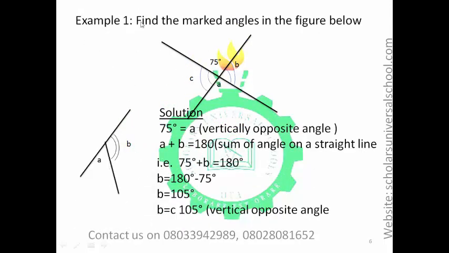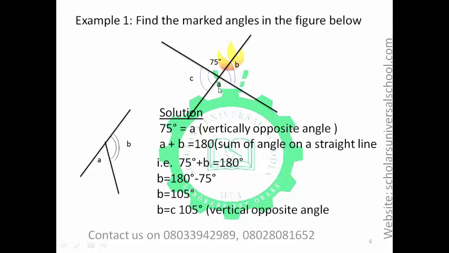Let's see this example one. Find the marked angles in the figure below. Here we have 75 degrees, angle B, A, angle C. Okay, look at this, 75 and A. You will see that they are opposite each other, which means 75 degrees is the same thing as A, vertically opposite angle. Is that okay? Look at this 75 and B together.